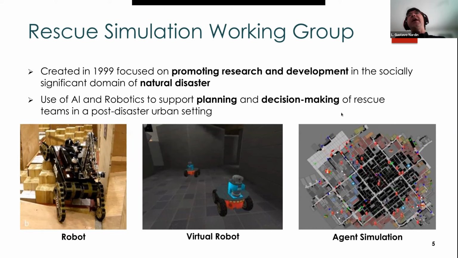And there is the agent simulation, which is basically what we are going to discuss today. The agent simulation deals with the planning and decision making, the coordination of different teams of agents in order to explore and exploit different disaster scenarios. Basically, it is focused on earthquakes, but we could simulate other types of disasters if required.